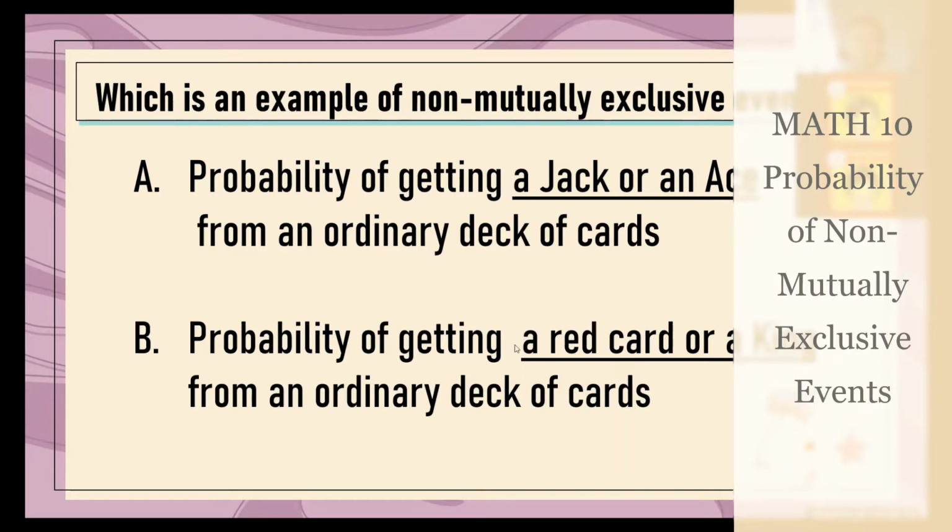So if you will list all the red cards and if you will list all the king cards, you can have common. Kasi merong red and at the same time king. Or king and at the same time red. So this is non-mutually exclusive. What about A? Let's go back to A.